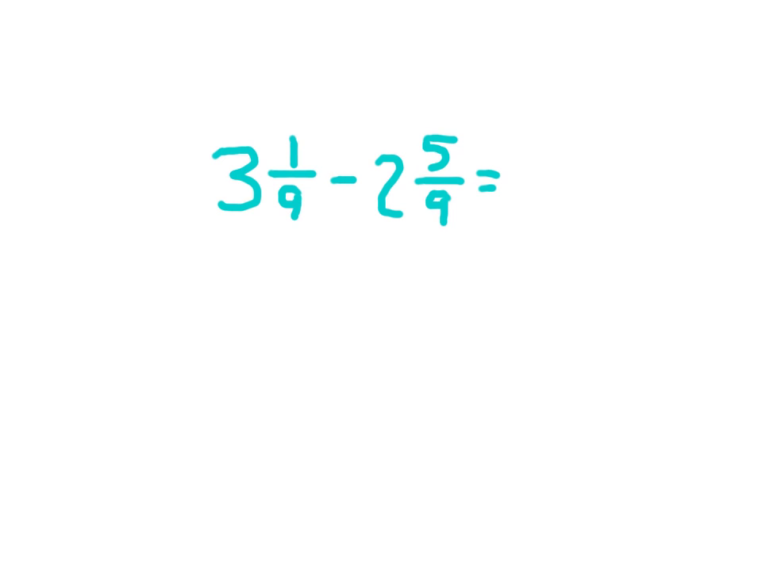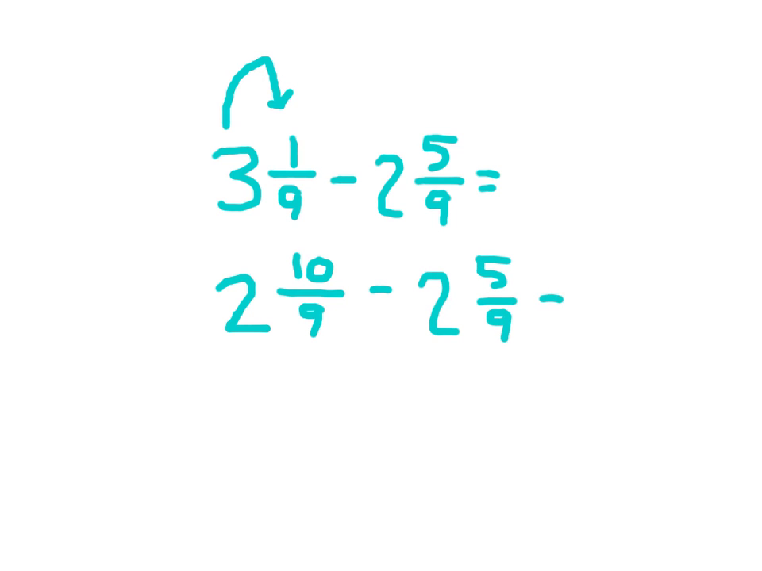Here's our final problem, 3 and 1/9 minus 2 and 5/9. And then what we're going to do is we'll regroup one of these wholes to that fractional part, because we know we can't do 1/9 minus 5/9. 3 and 1/9 then becomes 2 and 10/9, minus 2 and 5/9, which equals 2 minus 2 is 0, so we do not write that, and 10/9 minus 5/9 is 5/9.